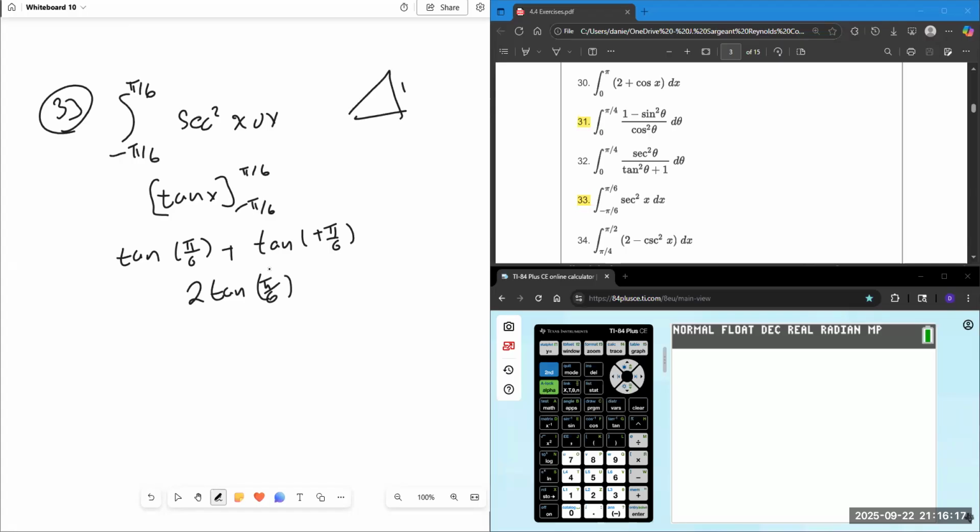Tangent of pi over 6 is 1 over root 3. So this is 2 times 1 over root 3, multiplied by root 3 over root 3 is 2 root 3 over 3.